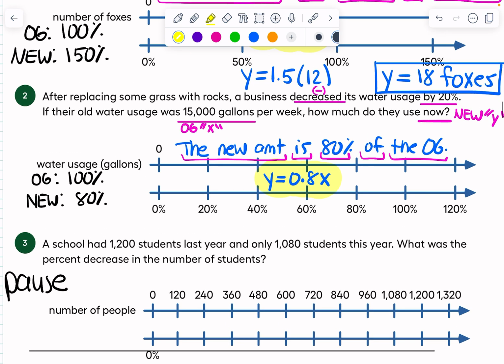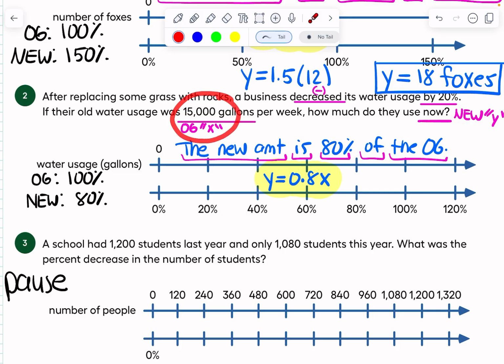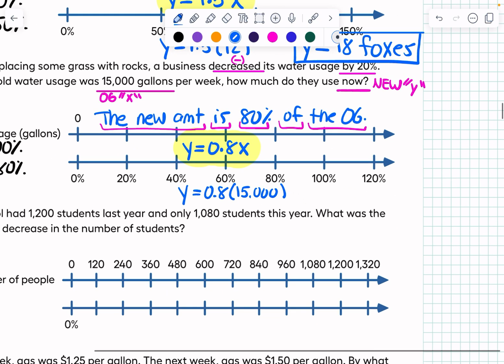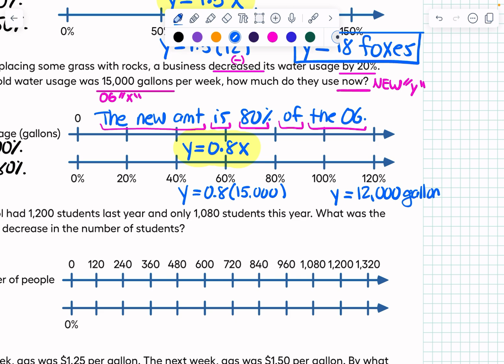And as you can see, we already annotated this and understand that 15,000 would be plugged in for x. So we're going to do a plug and chug. We're going to do y equals 0.8 times 15,000. And when you run the math, you would get y to equal 12,000. And it would be gallons of water. I'm just going to say gallons.